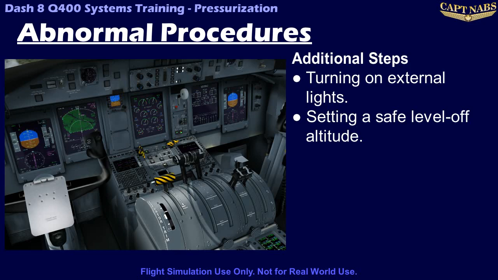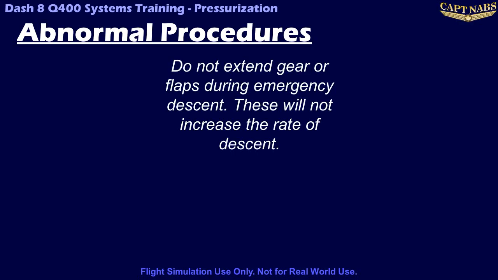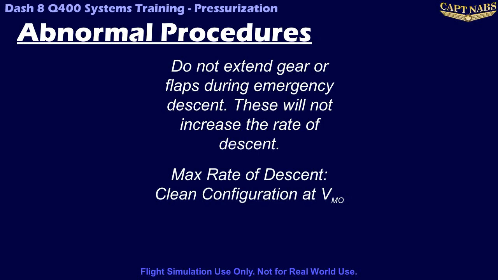Do not extend the gear or flaps to increase the rate of descent. The lower airspeed required to safely extend these negates any extra drag that they create. The maximum rate of descent in the Dash 8 is accomplished in the clean configuration at VMO.